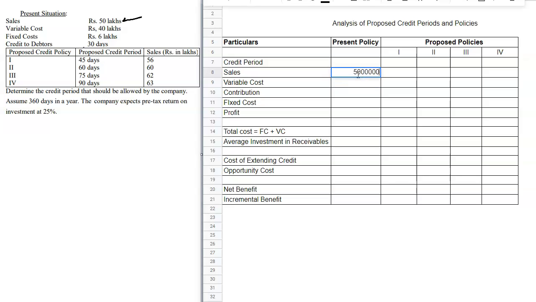I've set it up in a way that it generates with the rupee sign. You do not need to put rupees everywhere, just the numbers enough. So we have sales as 50 lakhs, variable cost as 40 lakhs, fixed cost as 6 lakhs. I've put down everything till there. Our next stop is credit to debtors, or what we call credit period. So the credit period is 30 days.